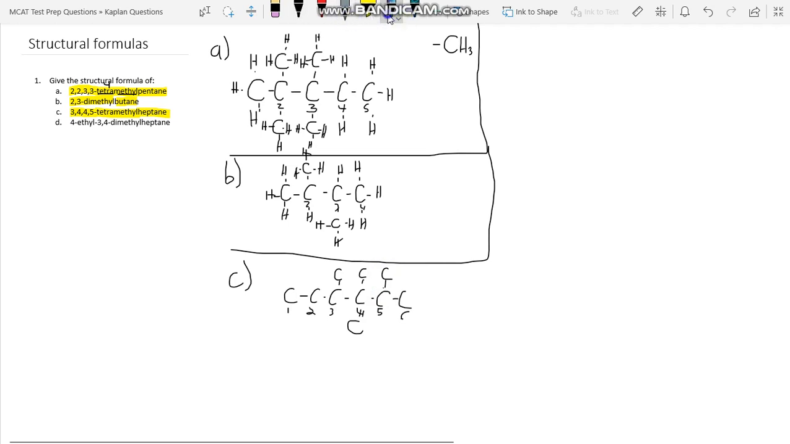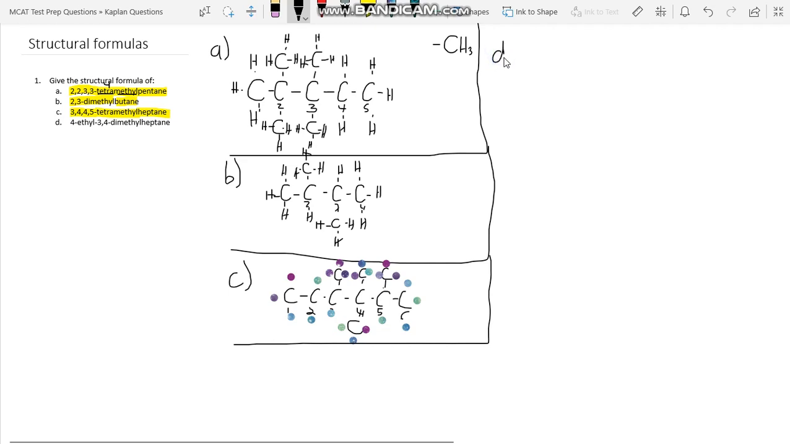And I don't want to draw my hydrogens, so you can just imagine these dots are the hydrogens, because it's just such a long process. So there's all my hydrogens. There's just a methyl group connected to the third, 2 connected to the fourth, and 1 connected to the fifth. And that's how I draw the structural formula for C.